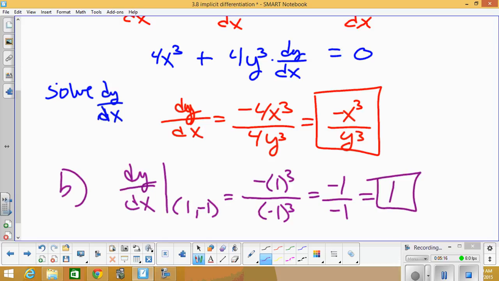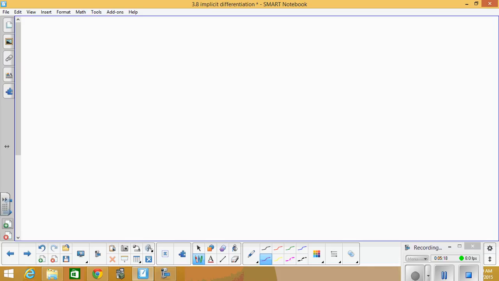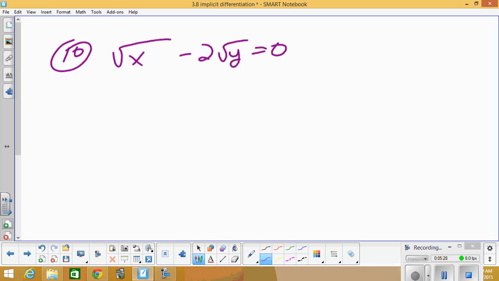All right, let's do another one. I'm going to do number 10 in the book. It is the square root of x minus 2 square root of y equals 0, and I want to evaluate it at the point 4, 1. So from here, again, we can't just solve for y easily. We'll just take the derivative implicitly.